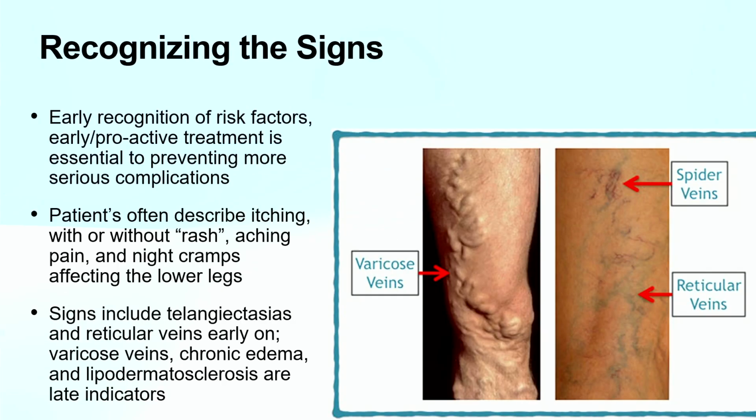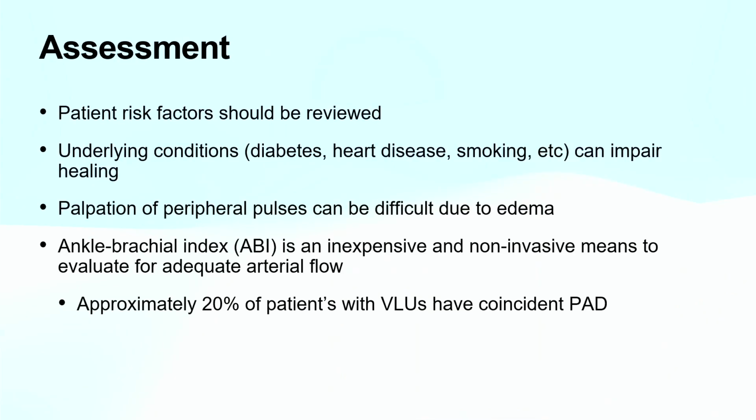In terms of the underlying venous disease factors to notice, patients often describe itching in the areas. This can or cannot be associated with a rash. They have an aching pain, often describe night cramps in the lower legs. We have minor, small venous issues, telangiectasias, reticular veins. That's early on in the process, highly encouraging proactive management. And then more chronically, you can get significant varicose veins, and then those skin changes that we talked about earlier, the browning, edema, the discolorations and the firmness to the tissue.